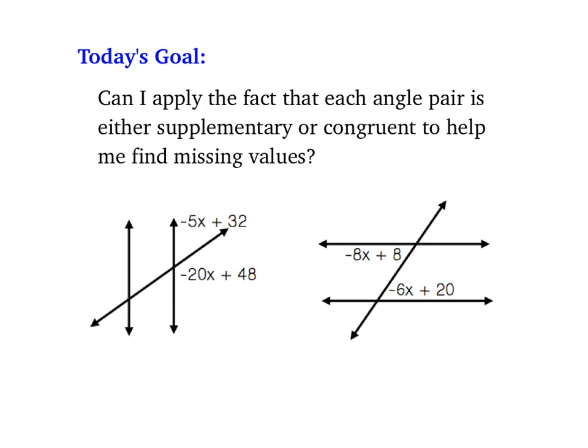So what we're going to do in this video is use that knowledge of if they're congruent or if they're supplementary to help me find missing values. So here are two examples below where instead of just labels, we actually have expressions for each of these angles. So how can I use the fact if they're congruent or if they're supplementary to help me solve for X?